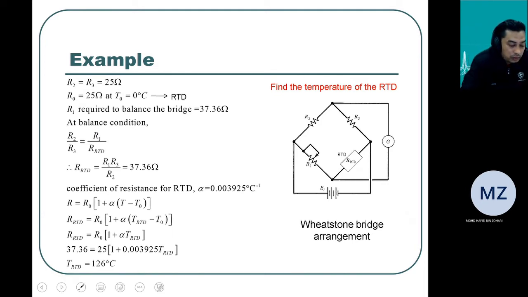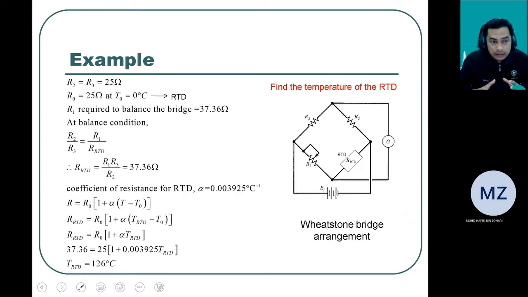Alright. So the most important thing is, once you get the RTD, you just include it into the equation. So this is RTD. Here, R0 is given, the coefficient is given, and T0 is given. Now we can calculate the T value. We can simply calculate the T value, it becomes 126.